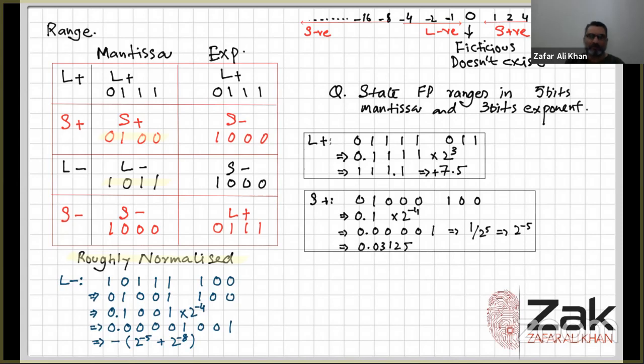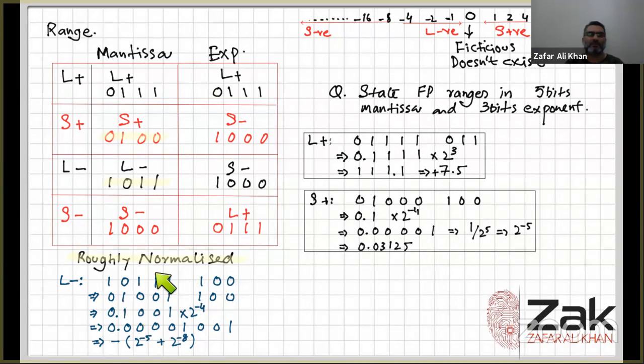Then we have the largest negative. Remember, the largest negative is the smallest magnitude negative number. That number is actually, we will take from here 5 bits, 1, 2, 3, 4, and another 1, 5 over here, and for the 3 bits we will be removing this 0 and 1, 0, 0.